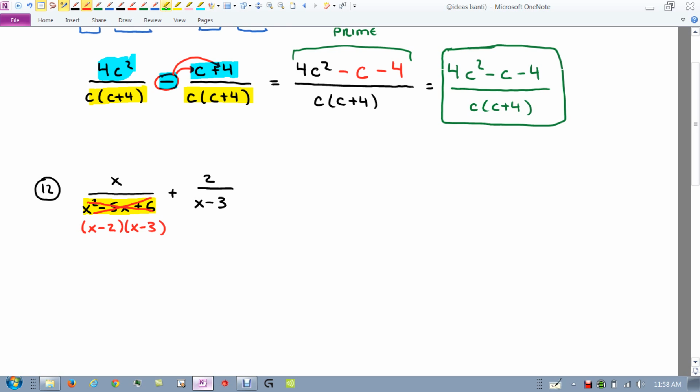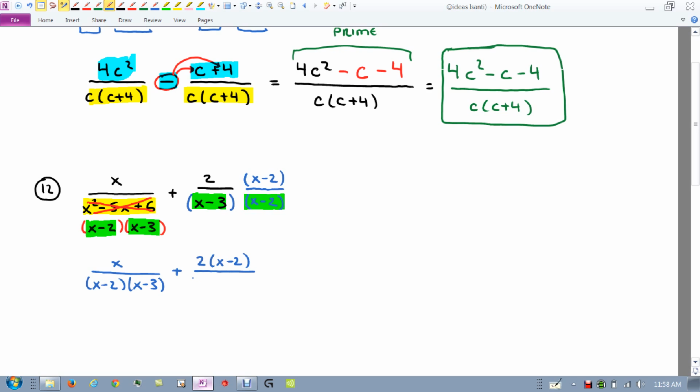Now I've got an x minus 3 here, and I've got an x minus 3 here, so I'm happy about that. But I need to try and get an x minus 2 in both. So what I need to do is introduce that x minus 2 over here. So I go ahead and put that in, with parentheses, because there are two terms. Everywhere I see two terms, I put parentheses. So here's where I'm at. I've got x over x minus 2 times x minus 3, plus 2 times x minus 2 over x minus 3 times x minus 2.